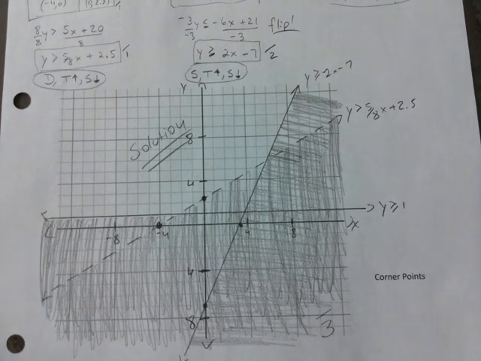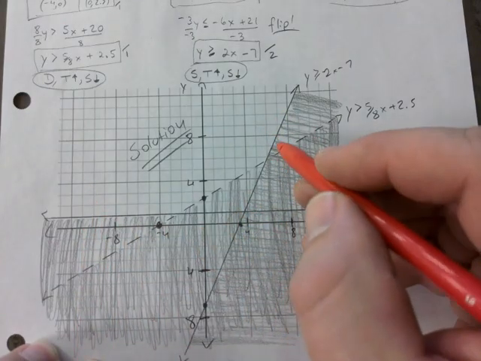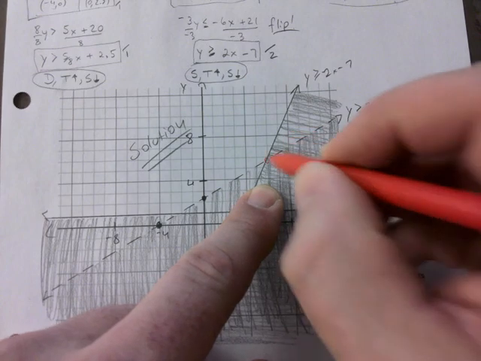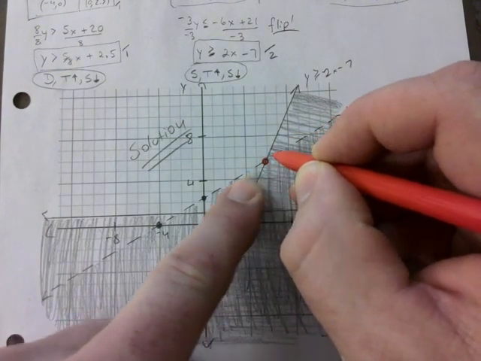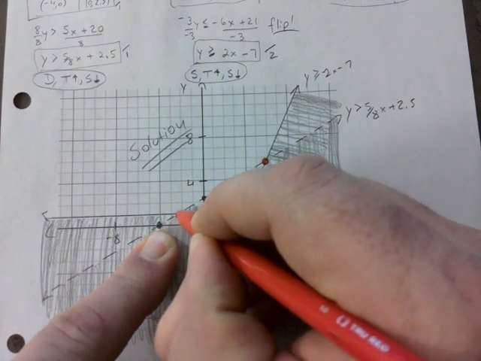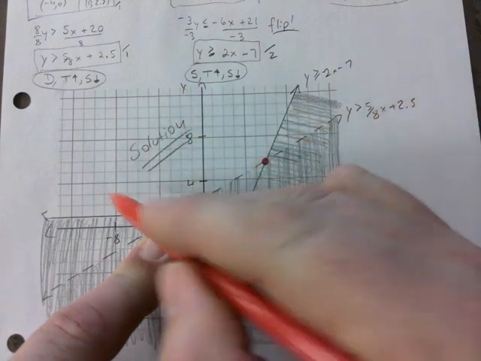And now corner points. How many corner points do we have? We actually only have 2 in this case. Because if this is your solution region, it's where the boundary lines meet. So these ones meet right here. Don't worry about the intercepts, right? And then they meet again right here. Those are the only 2 lines that meet around the solution region.